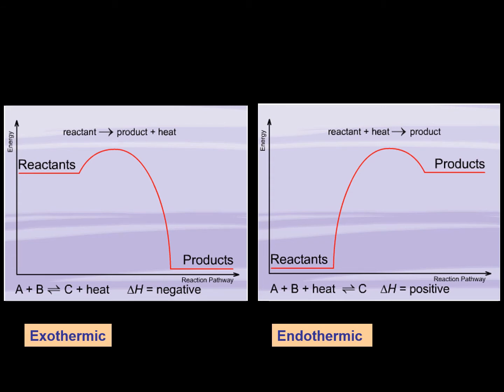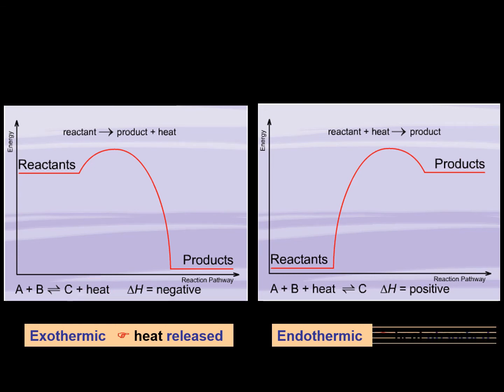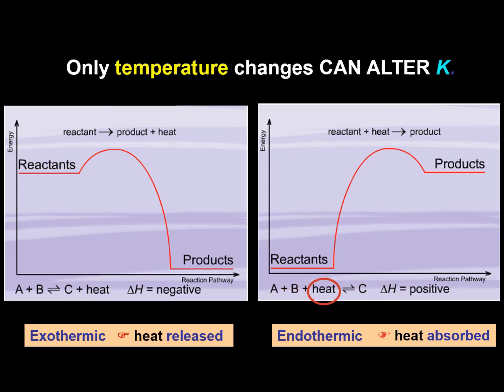Since exothermic reactions release heat during the reaction, heat is positioned on the product side, and since endothermic reactions use heat during a reaction, heat is positioned on the reactant side. Temperature is one of the changes that can change the equilibrium constant.